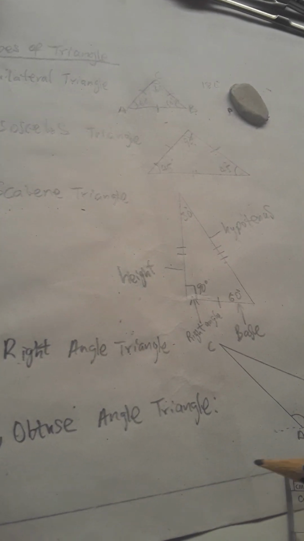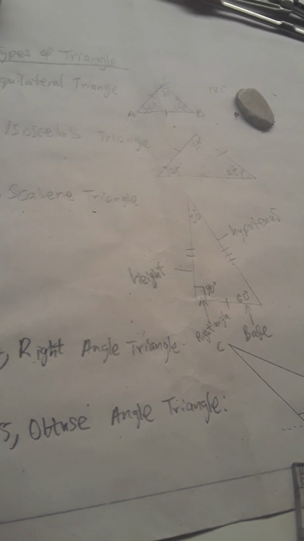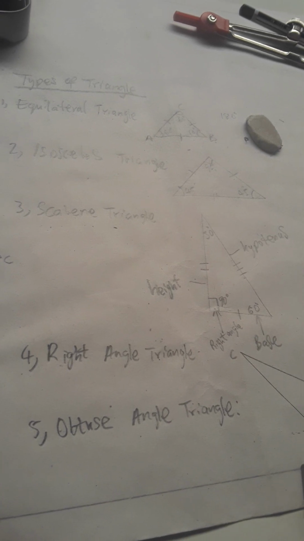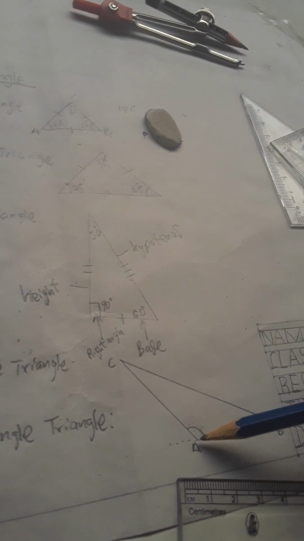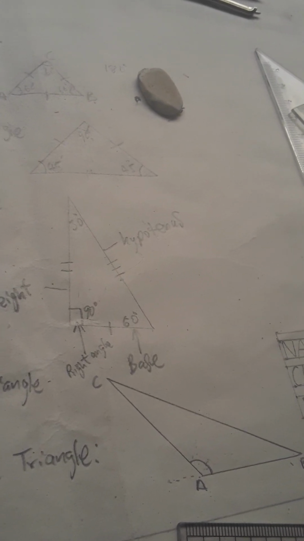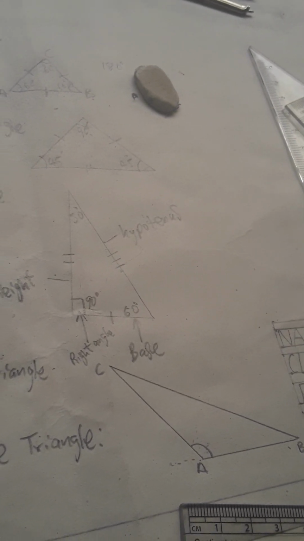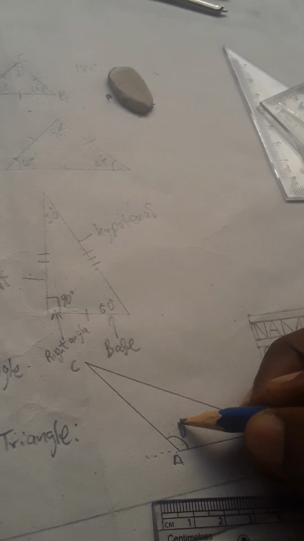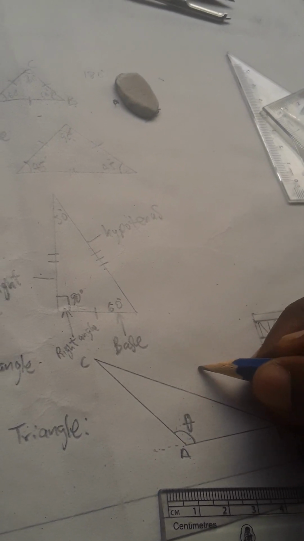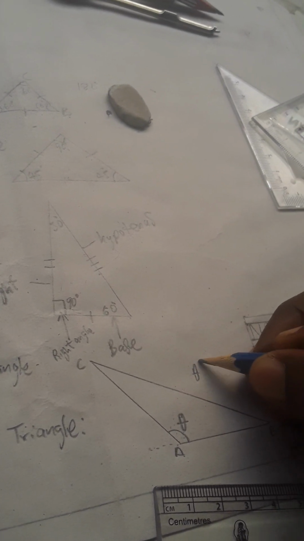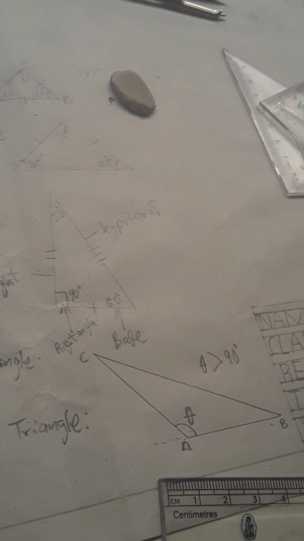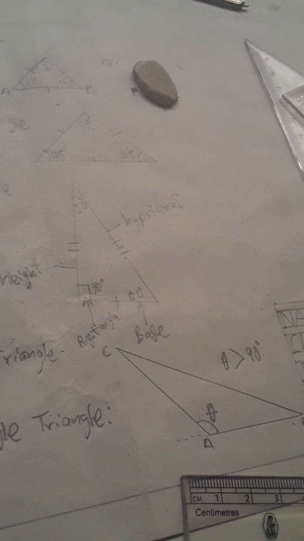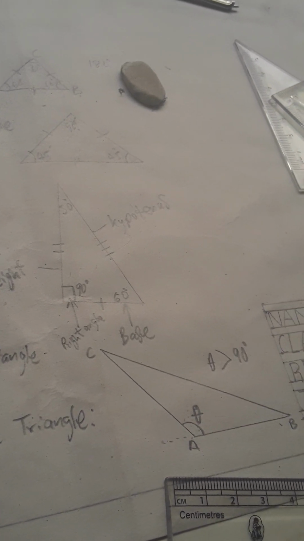We also have the obtuse. Now the obtuse triangle is a triangle that has one of its angles more than 90. As you can see, this is an obtuse. The angle here is more than 90 degrees. So that's exactly what an obtuse is. So supposing we use theta to represent the angle, it means the theta here is greater than what? 90 degrees. That's what an obtuse is. So that's exactly what obtuse angle is all about.